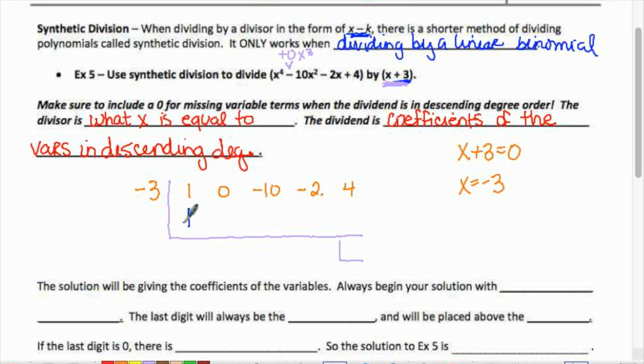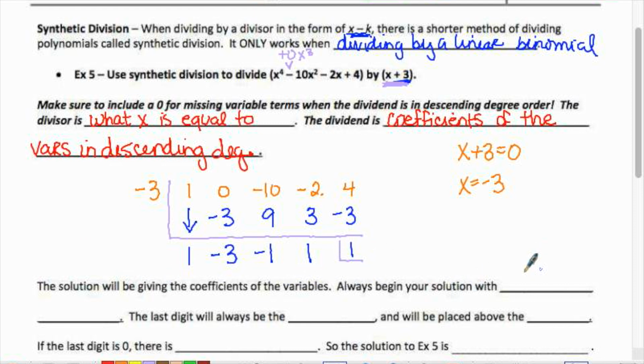Then we bring our first term straight down, always. We multiply to the corner, so 1 times negative 3 is negative 3. And then we add going down, so negative 3. And repeat: multiply to the corner, write it down, that's 9. Add going down is negative 1. Multiply to the corner is 3. Add going down. Multiply to the corner is negative 3. Add going down. So the solution will be giving the coefficients of the variables.